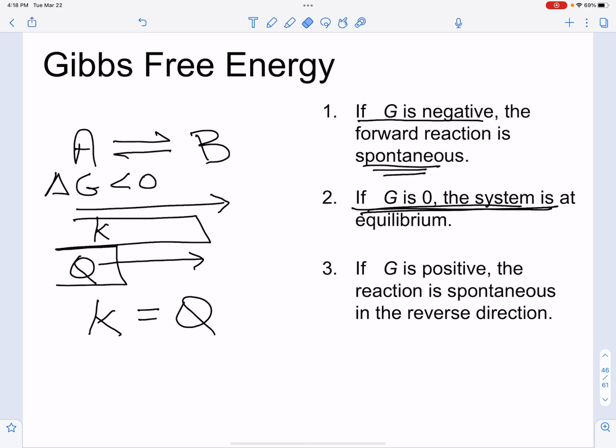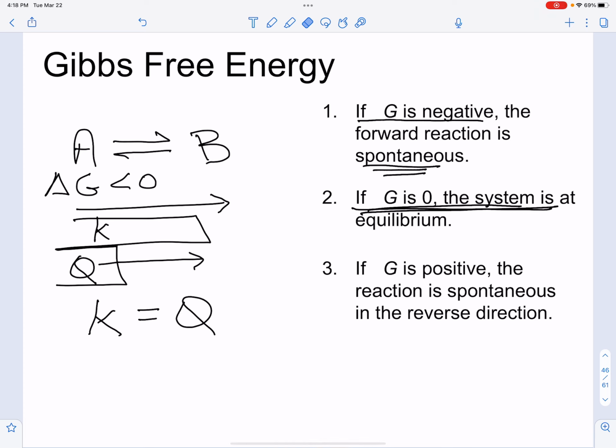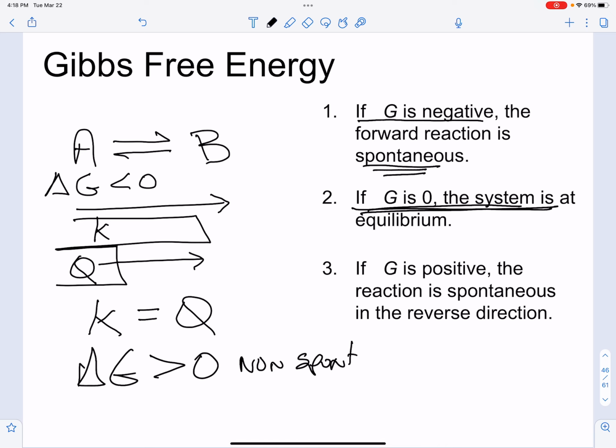If delta G happens to be positive, then the reaction is non-spontaneous, but that's only from left to right. That means that the reaction is going to be spontaneous from right to left, the inverse reaction.